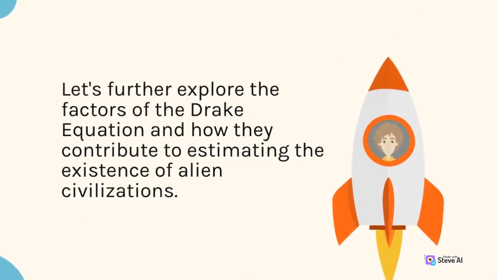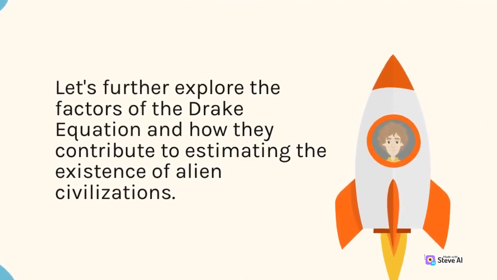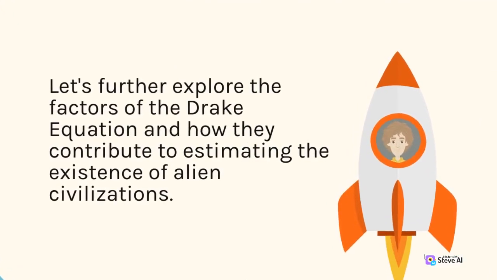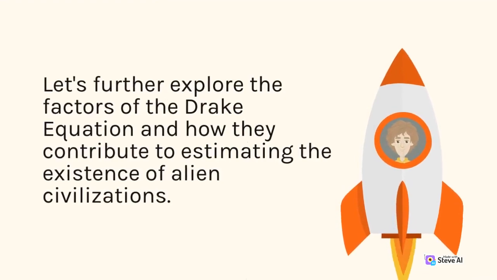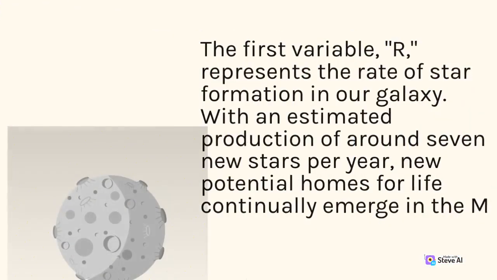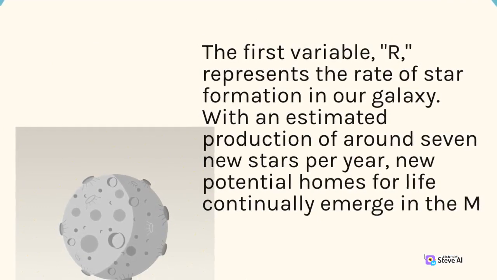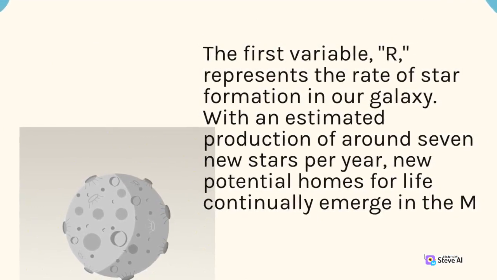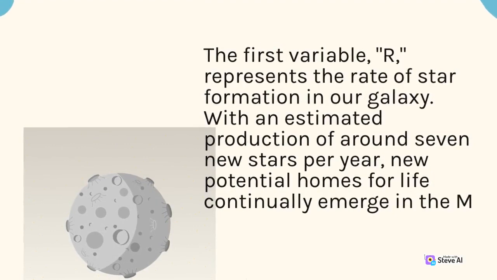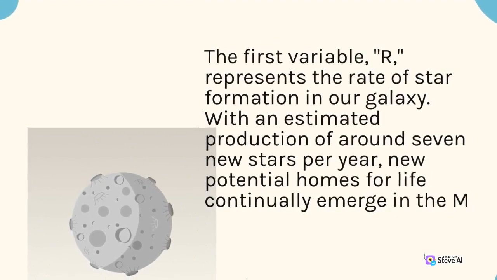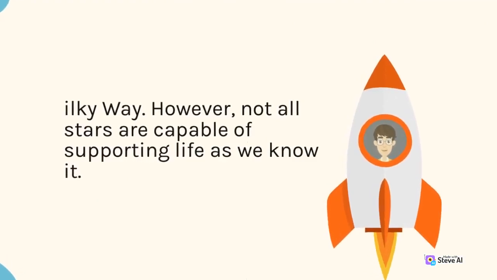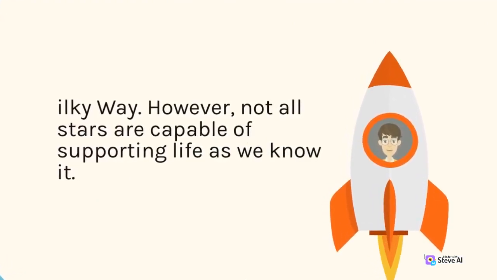Let's further explore the factors of the Drake equation and how they contribute to estimating the existence of alien civilizations. The first variable, R, represents the rate of star formation in our galaxy. With an estimated production of around 7 new stars per year, new potential homes for life continually emerge in the Milky Way. However, not all stars are capable of supporting life as we know it.